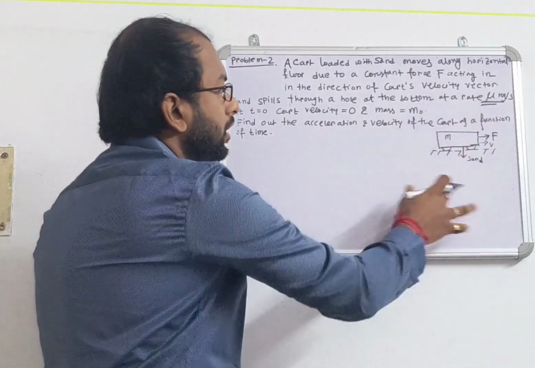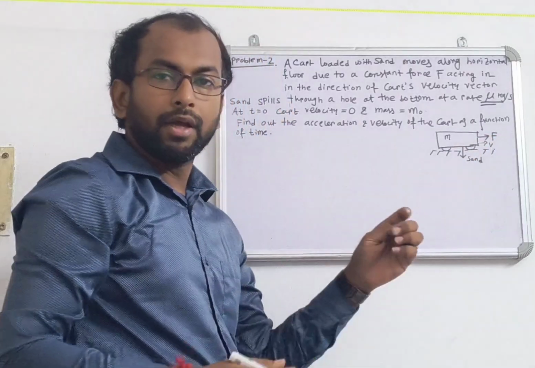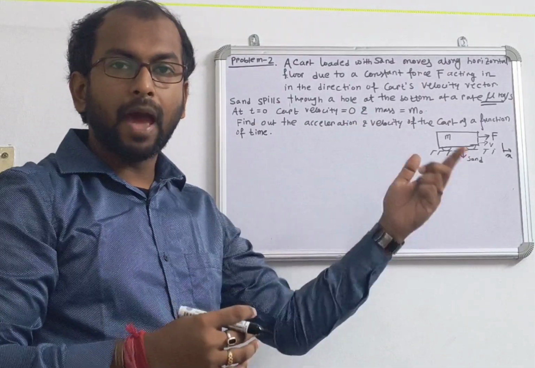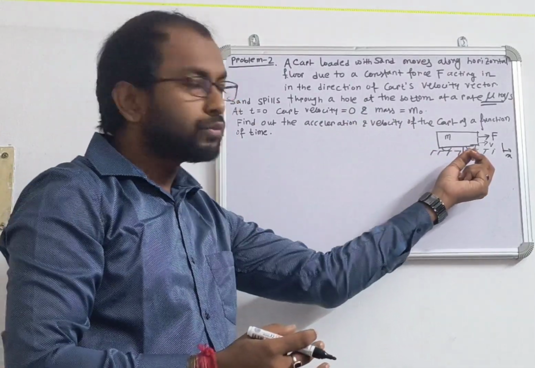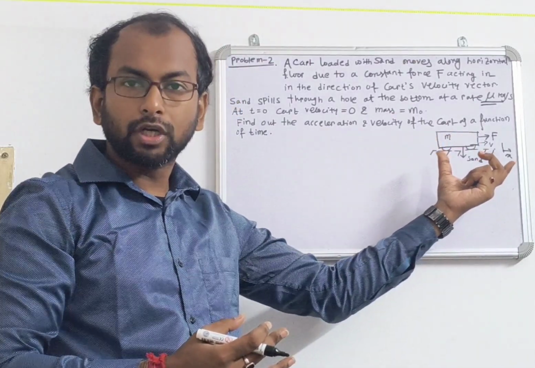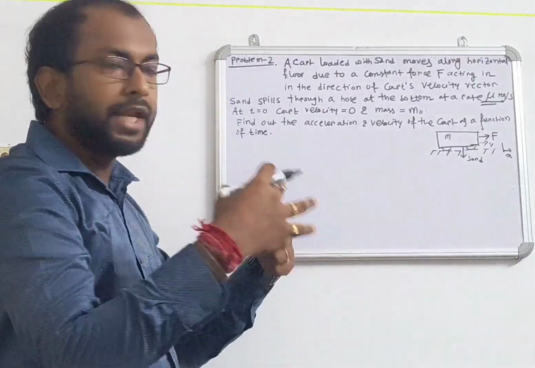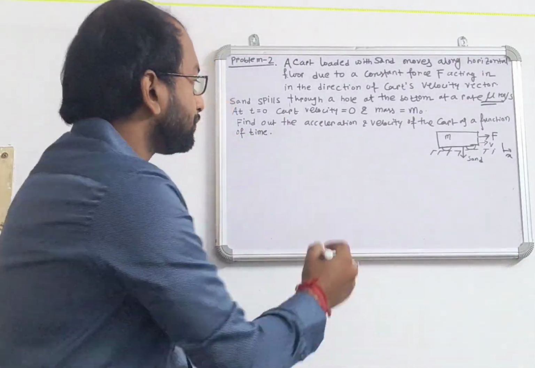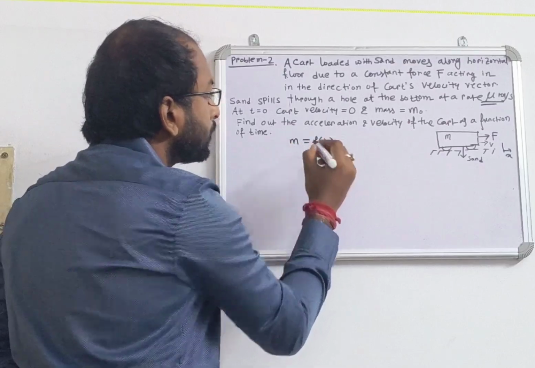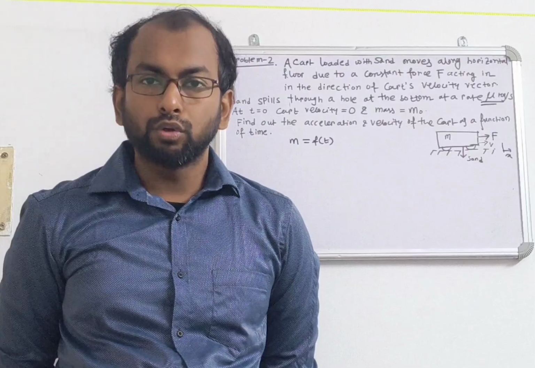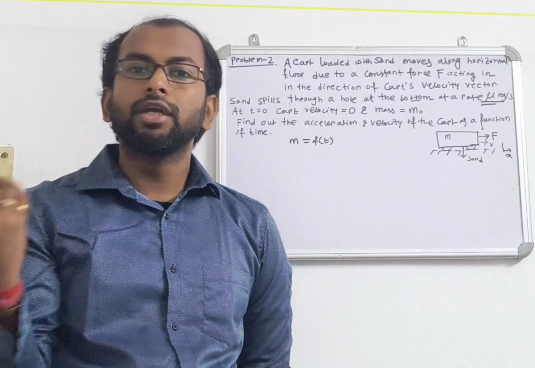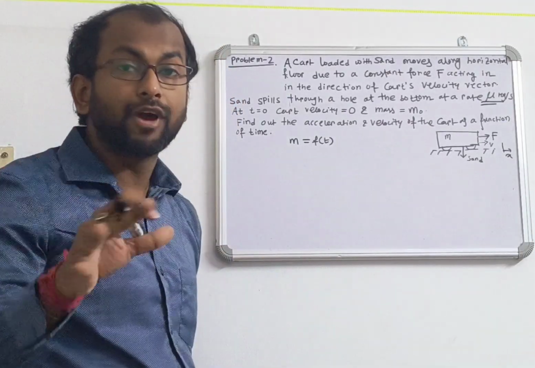See, this cart, constant force is being applied in the right direction. If we call it the positive x-axis, so F is being applied continuously on the cart, but through the hole sand is spilling out. So that means what? That means the mass of the cart is not constant. So at any point of time, the mass m is a function of time, because if we start from t equal to 0, the mass is m0, and after some time some sand has already gone from the system. So it is a problem of variable mass.